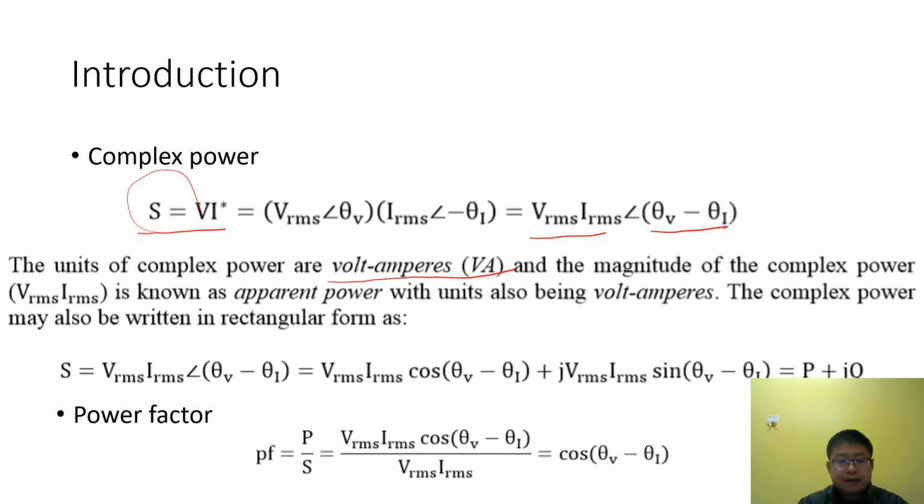Also, S can be decomposed into a real part and an imaginary part. The real part is P, the real power, and the imaginary part is Q, the reactive power. We can also define the power factor as P over S, and it equals cosine of theta V minus theta I. In real applications, we want our power factor to be close to 1.